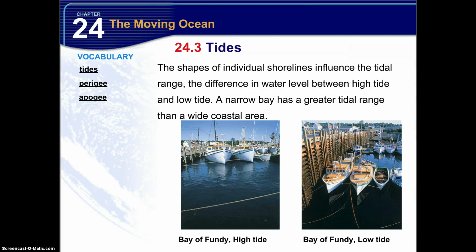The moon has about twice as much of an effect on the tides than the sun does. What would be necessary for them to cancel out? Well, the sun would have to be larger or closer to the Earth, or the moon would have to be smaller or farther away.